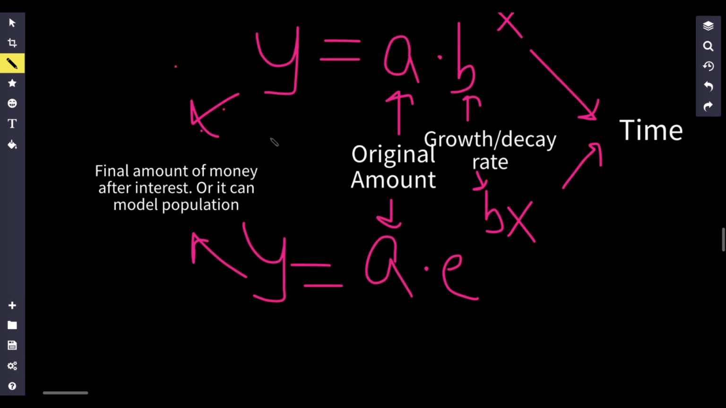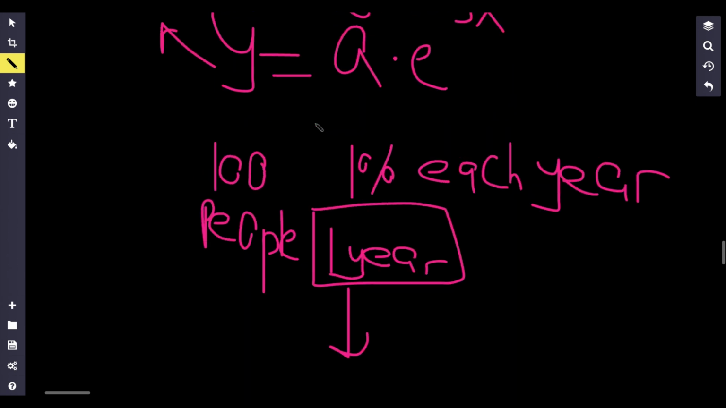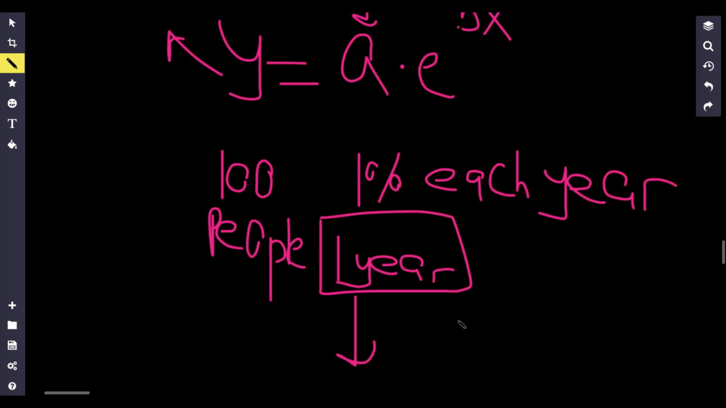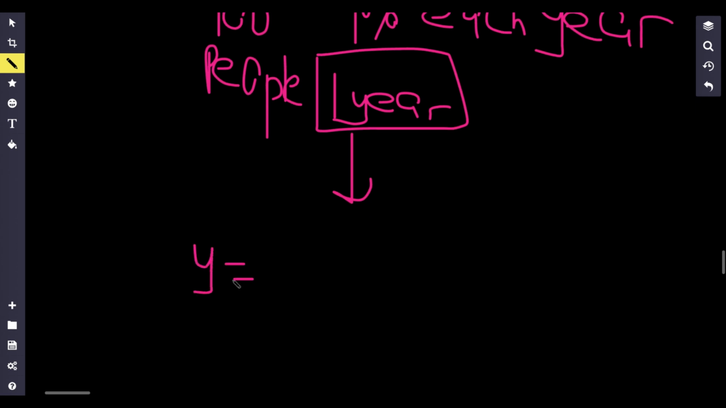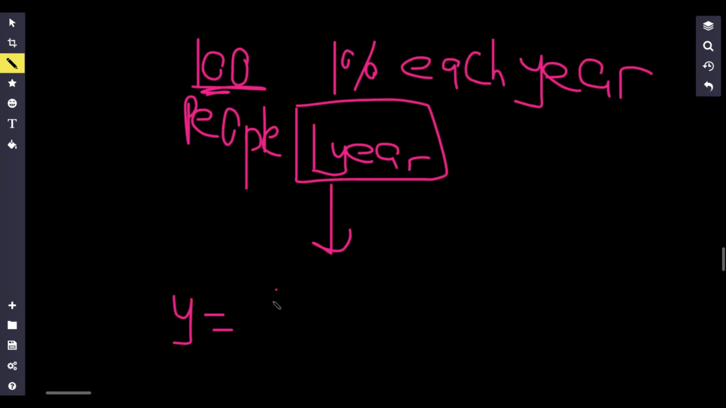So say we started off with 100 people and the population grew by 1% per year. How many people will we have in 1 year? In this case, you could just use the original exponential equation. So y is equal to, let's see, your original amount. The original amount of people I have is 100.